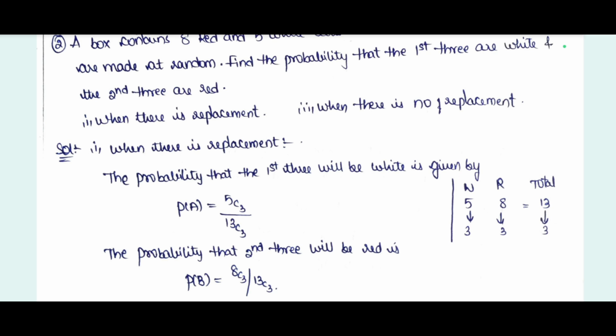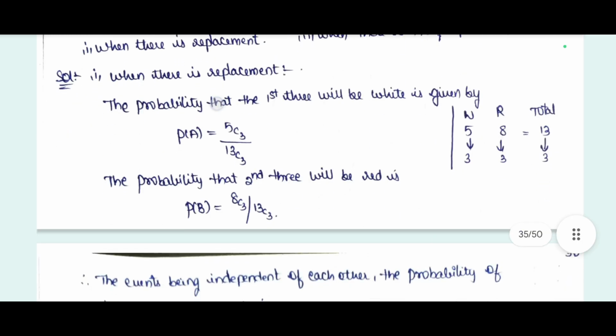The probability that the first draw will be white is given by probability of A equals 5C3 divided by 13C3. What is this 13C3? It is the total number of ways from the balls, from which we are drawing 3 balls in the first draw. The 5 will be the white. The probability that the second draw will be red, probability of B, equals 8C3 divided by 13C3.